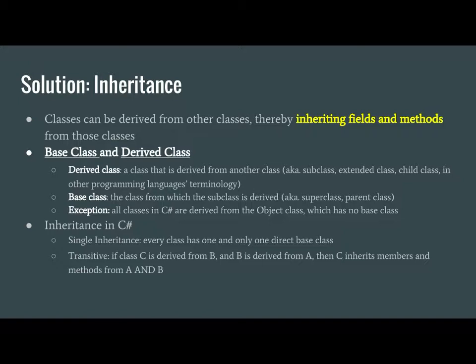Some characteristics of inheritance in C#. The first thing is single inheritance. What does it mean? It means that one class can only inherit from one class at a time. It cannot inherit from multiple classes simultaneously. If you want one class to inherit from multiple classes simultaneously, it's called multi-inheritance, which is a big problem, and we'll talk about it later in the interface lecture.